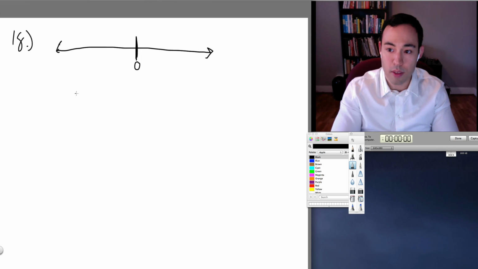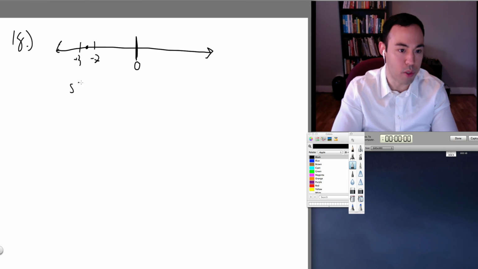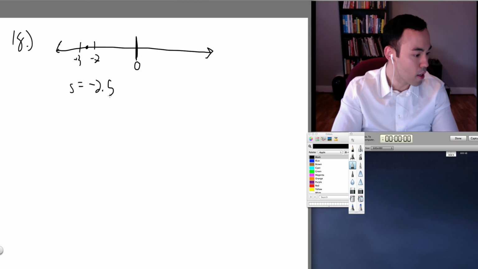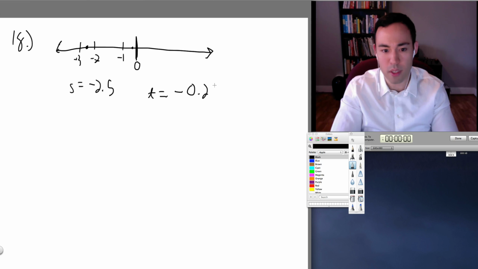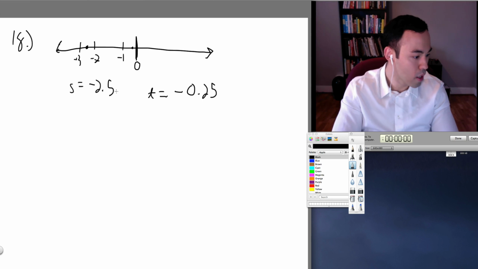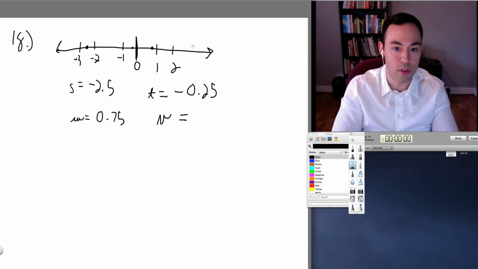One of the important skills for the SAT is to be able to estimate. So we see that S is in between -2 and -3. It looks like they put it smack dab in the middle, so S is -2.5. T is a little bit closer to 0 than -1, so I think we should estimate it to be about -1/4. Let's keep everything in decimals. U looks like it's in between 0 and 1, but closer to 1, so let's say 0.75 or 3/4. And then at last V, which looks smack dab in between the 2 and the 3, so let's assign it 2.5.